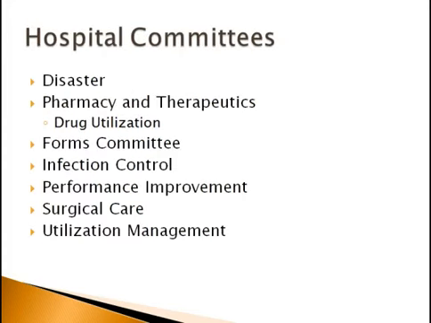So hospital committees. Many times the state laws and maybe the accreditation survey standards require certain hospital committees. The disaster committee is usually that committee that looks at how are we going to handle internal and external disasters. It could be the electricity going out. It could be hurricanes, weather events. It could be a number of things, flooding. Pharmacy and therapeutics looks at the use of drugs. How are drugs being ordered? Are they being ordered appropriately? Are they being used appropriately? So they monitor drug utilization.